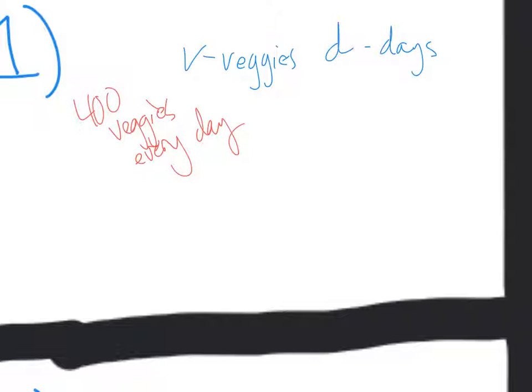Alright, so if we wanted to write this as an equation, we can set it up so that V is the total. V represents the total amount of veggies that the elephant eats. 400 is your rate of change, or how many veggies the elephant eats every day. So V equals 400D. That would be your simple equation. Then you can go ahead and start to make a table for part B of this problem.